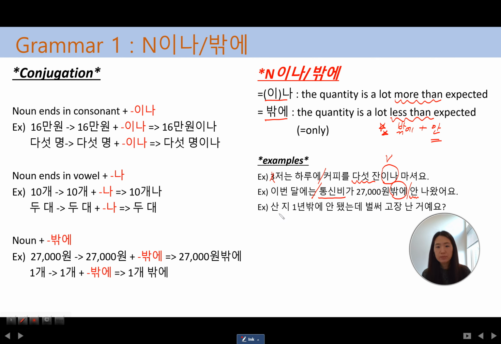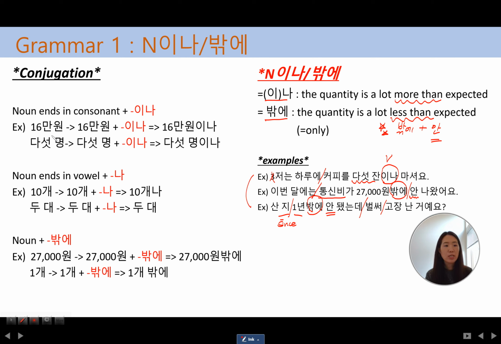The next one. 산 지 1년밖에 안 됐는데, so since I bought it, it's been only, again, you see it, 안 됐는데. The negative with 밖에. It hasn't even been 1 year since I bought it. 벌써 고장 난 거예요? Is it already broken? So it's less than you expected. You expected to use it for a long time, but it's only 1 year, which is less than you expected, right?